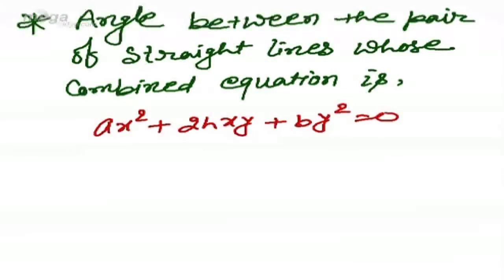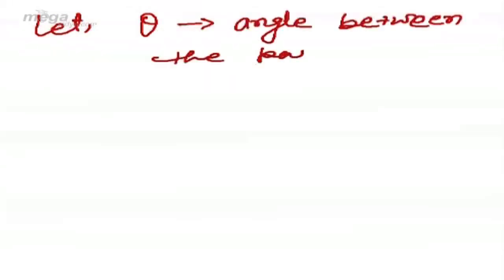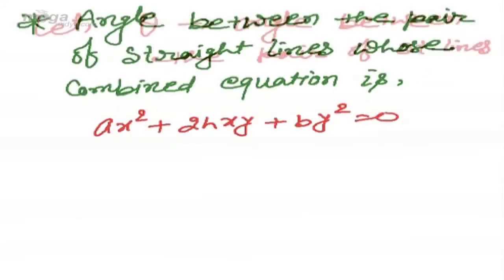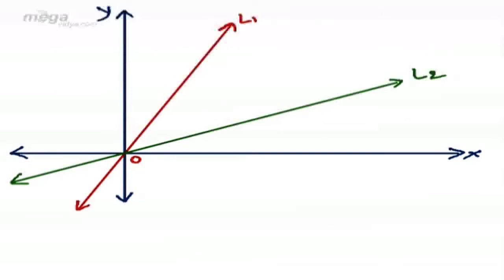Now, the angle between the pair of straight lines whose combined equation is ax square plus 2hxy plus by square is equal to 0. If we take theta to be the angle between the pair of straight lines whose equation is given like this, you can see from here, if we take the angle between these two as theta, then what will be the value of this theta?